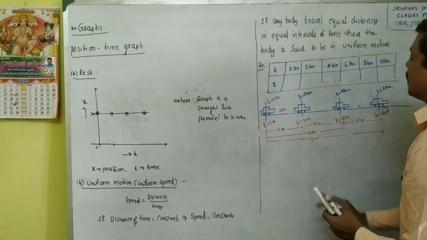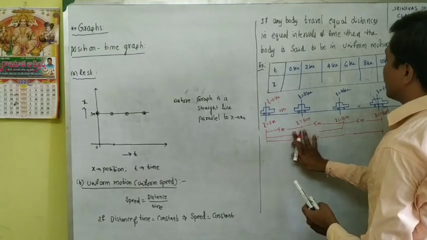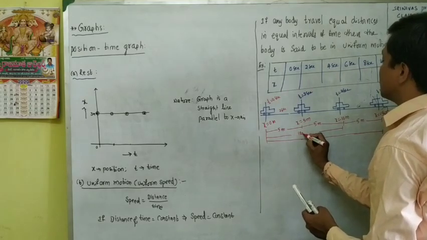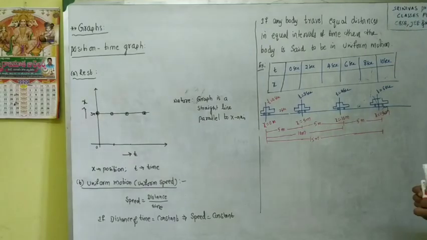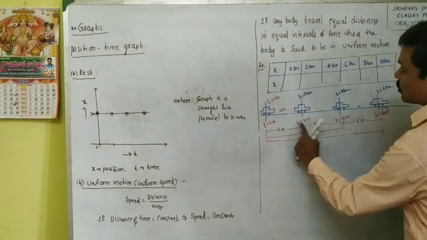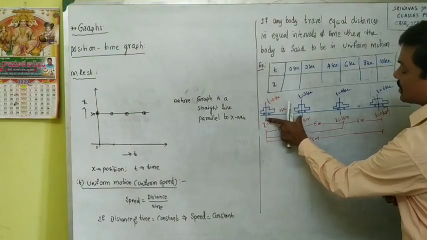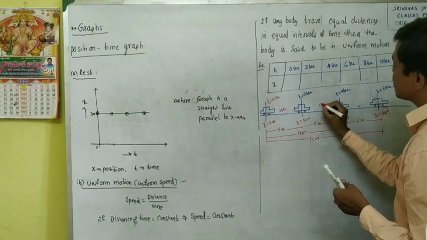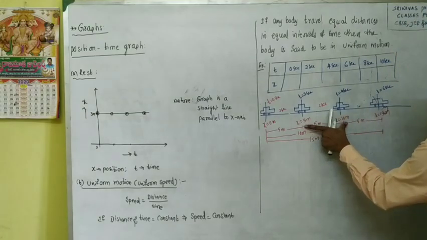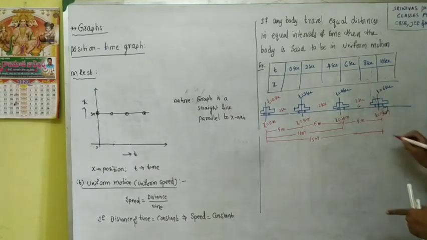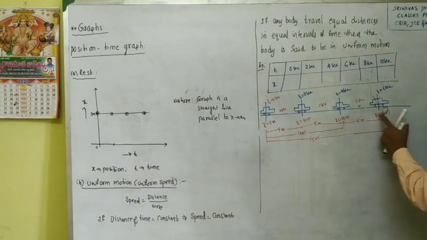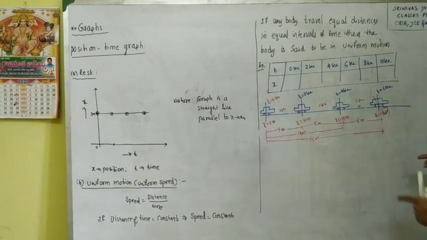Now look here, what is happening in this? Try to understand the concept. The body, in the first 2 seconds, travels from 0 meter to 5 meter. That means it travels 5 meter distance. In the next 2 seconds, how much distance did it travel? 5 to 10 means again 5 meters. In the next 2 seconds, 4 to 6 means a 2 second gap. In that 2 second gap, 10 to 15 means 5 meters traveled.